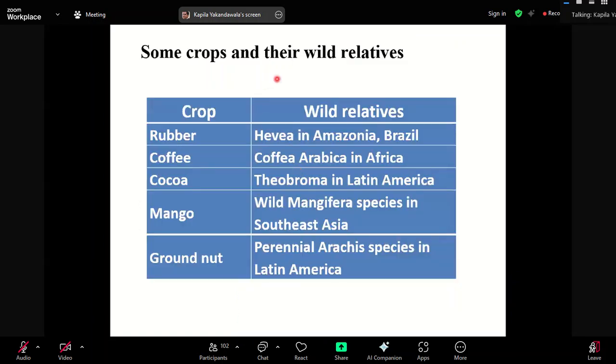Right. So this is an example of some crops and their wild relatives. As an example, rubber originated in Brazil, coffee in Africa, cocoa in Latin America, mango in our part of the world, South Asia, including Sri Lanka, groundnut, Latin America. These are some examples. You don't have to remember this, right?